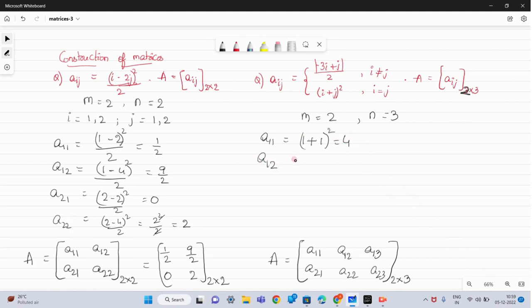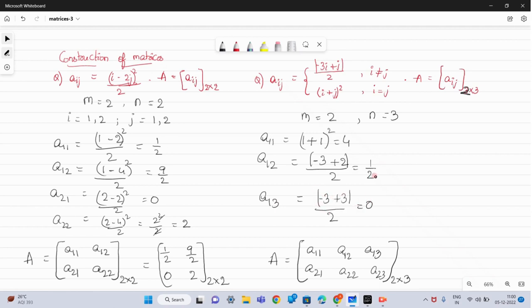And a12, here i and j are not equal. i is 1, j is 2. So these are not equal. Follow this condition. Minus 3 plus 2 mod by 2, which is 1 by 2. a13, again i and j are not equal. i is 1, j is 3. So again follow the above condition. That is minus 3 plus 3 mod by 2, which is 0.